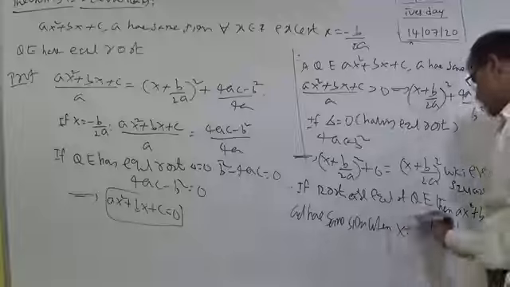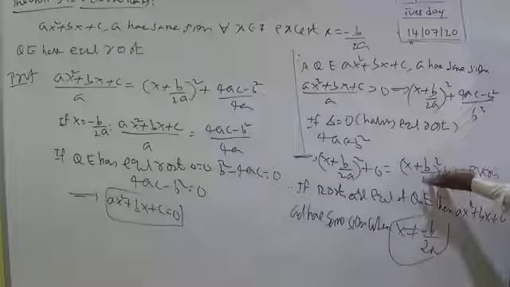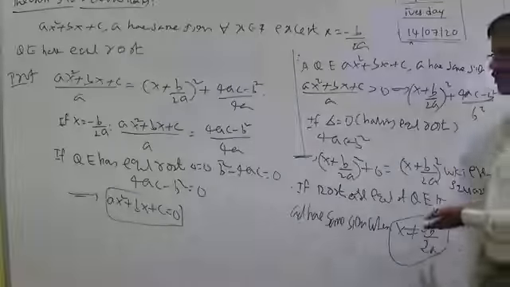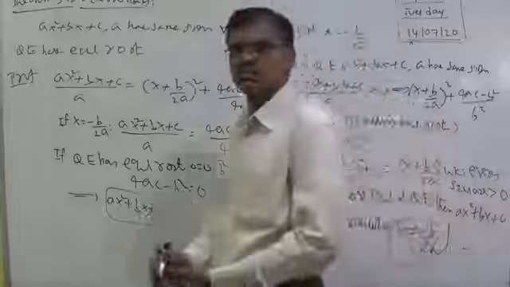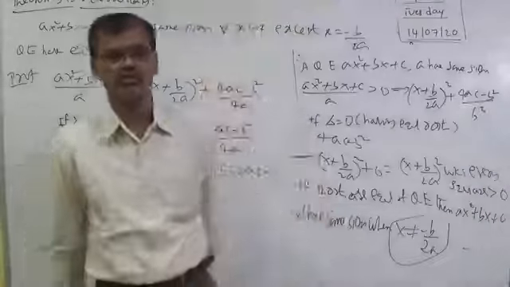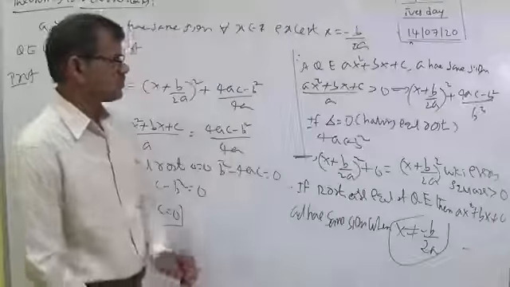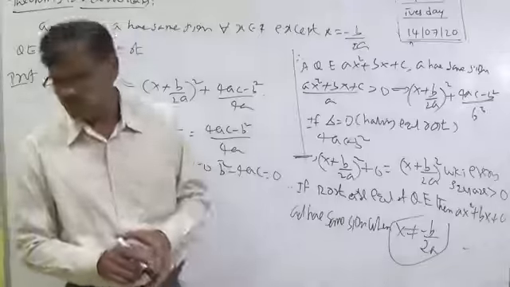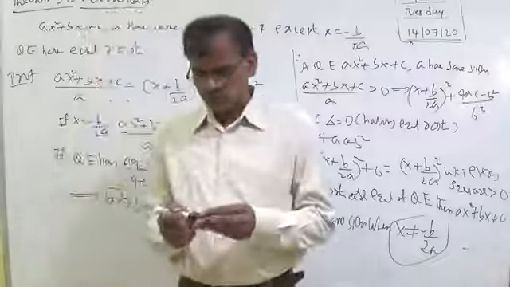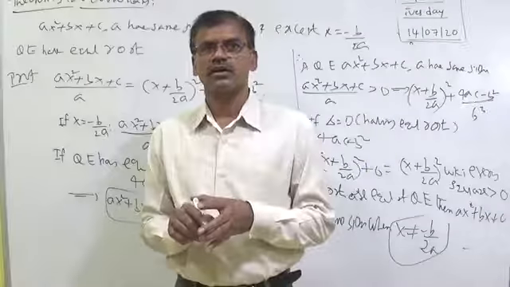If x is equal to minus b by 2a, what will happen? Minus b by 2a plus b by 2a will get cancelled, it becomes 0. Whenever it becomes 0, you will get ax square plus bx plus c equal to 0. There is no use of a simple quadratic equation. So, a theorem we have discussed, a most important theorem. Two theorems we have discussed and the corollary also.